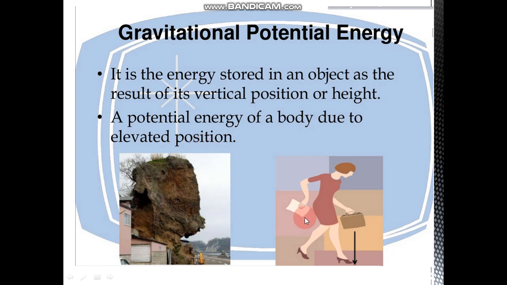See the figure. Here there are two figures. In the first figure, a hill is elevated from the earth's surface. That's why it will acquire a stored energy, which is the gravitational potential energy. Here the bag in her hand, which is elevated from the surface, has also acquired an energy which is gravitational potential energy. These two figures indicate gravitational potential energy.